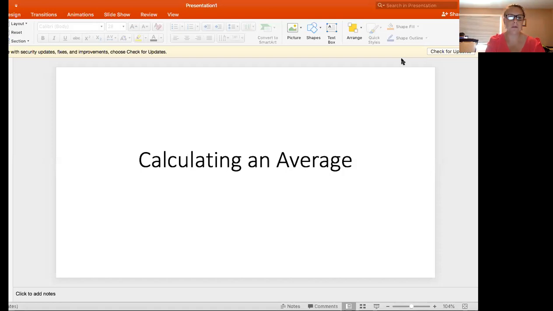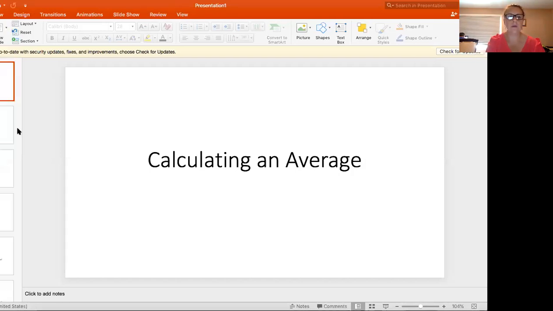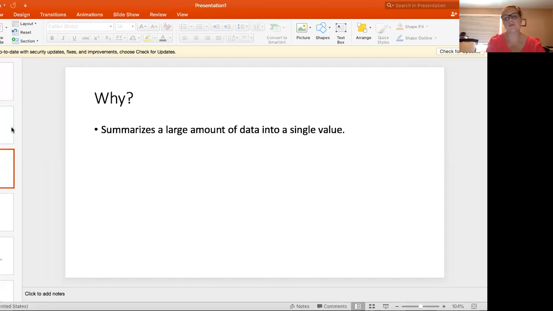So the first thing we're going to talk about is why you would calculate an average. The biggest reason is that when you have a lot of data, especially in an experiment, it will summarize that data into one single value. That's kind of like the best representation of all the data you took. Because when you're taking data, sometimes you might get one piece of data that's really too high or really too low. And so when you take an average of everything, it summarizes it all.